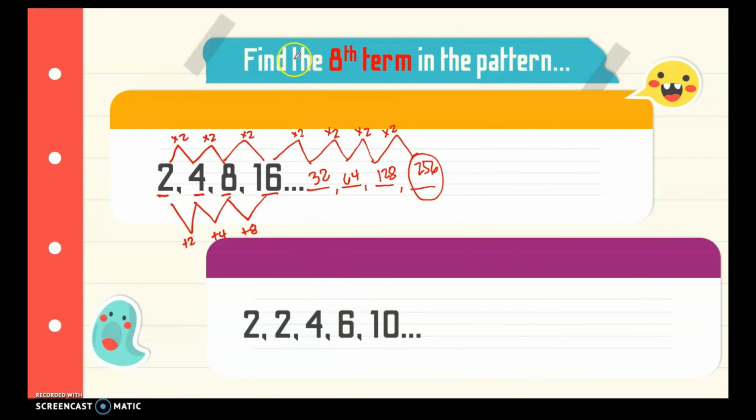So finding the eighth term, we need to find the 6th, 7th, and then the 8th, which is our final answer. So the 6th term is 16 because we add 10 plus 6. Then the next term would be adding 16 and 10, we have 26. And our 8th term, we have 42. So our answer here is 42. And the rule here is the Fibonacci sequence by adding the 2 previous numbers.